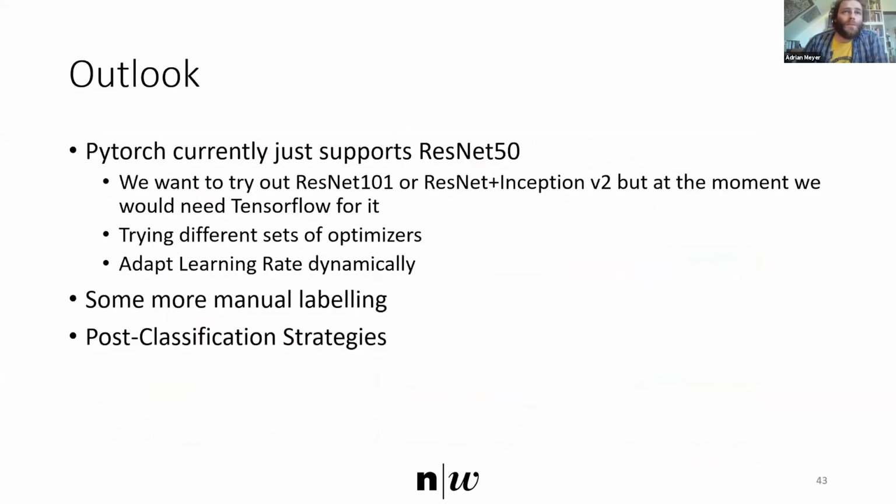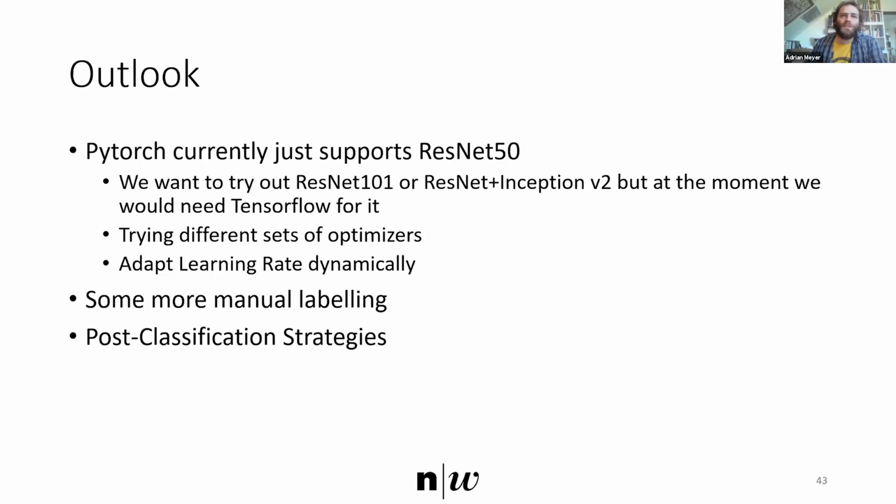Okay, how do we go from here? We use ResNet 50 as a kernel at the moment. There are options to use ResNet 101 or ResNet plus Inception v2. We would either need TensorFlow for this at the moment or change our code to Detectron. Detectron 2 would work for it as well. This is something we're currently investigating, and it seems pretty promising because Detectron 2 is also based on PyTorch.